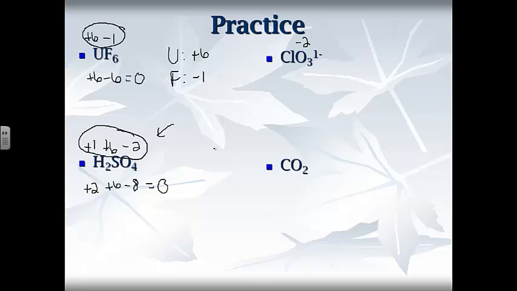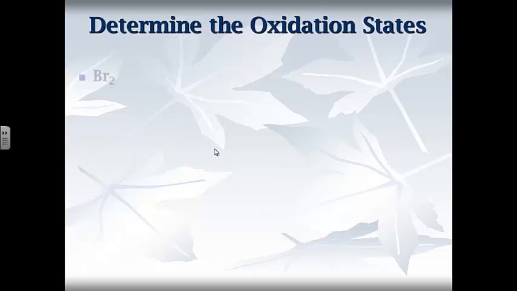All right, here's the chlorate ion. Oxygen is minus 2. There are 3 of them. Now the whole thing has to equal minus 1 simply because that's the charge on the polyatomic ion. So chlorine has to be plus 5. So again, my answer would be chlorine plus 5, oxygen minus 2. Carbon dioxide, we've got minus 4. Whole thing's equal to 0. So carbon is plus 4.